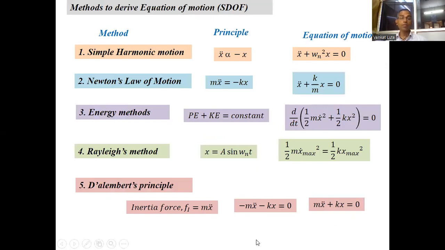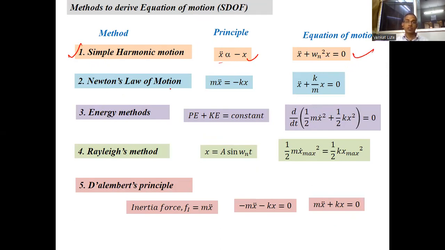Now the equation of motion we saw, m x double dot plus k x equal to 0, can be derived using simple methods. One is simple harmonic motion, wherein acceleration is proportional to displacement but in the opposite direction. That's all. Just using this, I can derive the equation of motion.